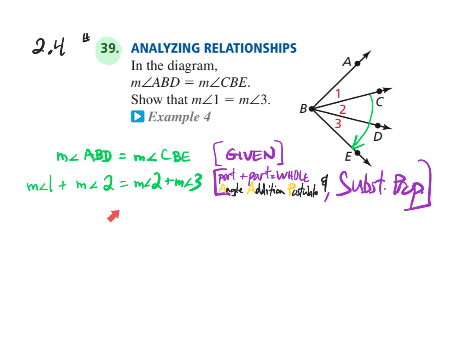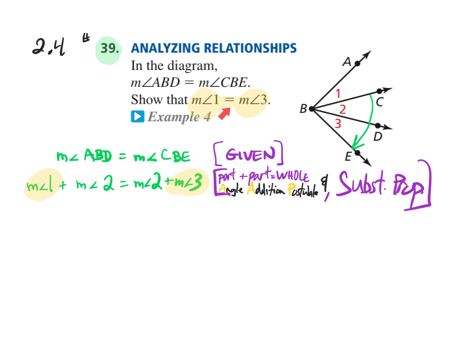All right, we're ready for what's next. And we're trying to show that the measure of angle 1 is equal to the measure of angle 3. Whenever we are in the middle of reasoning like this, if our goal is 1 is equal to 3, then try to find them in your work. And I see them right there and there. We're so close to doing what they asked for.